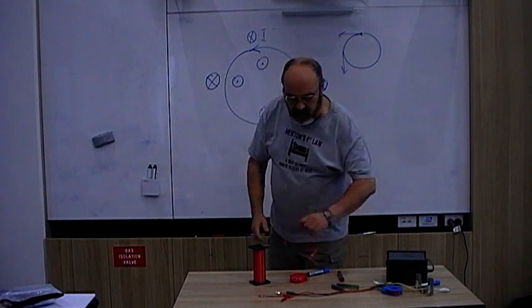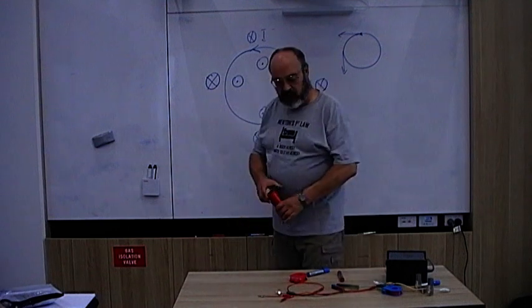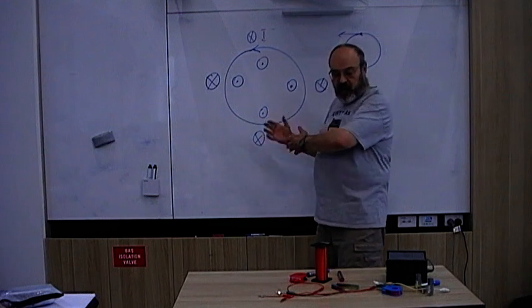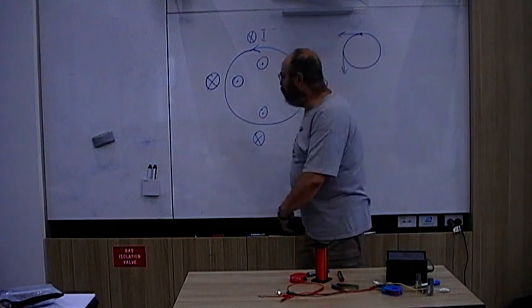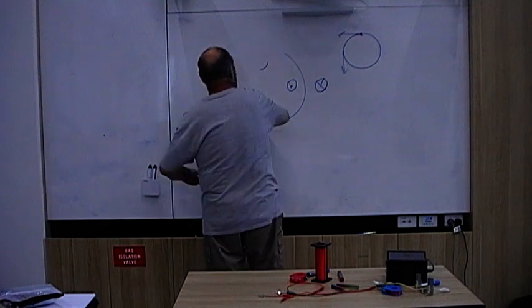But now I'll show you another way to find the direction of the magnetic field of the circle or solenoid. You can use either this way or the way that I will show you. I think the way that I will show you is much easier.